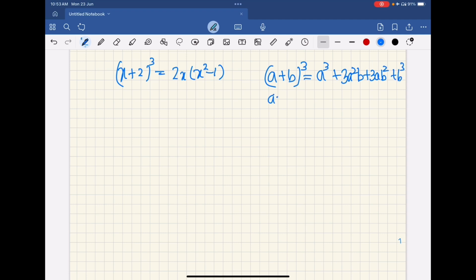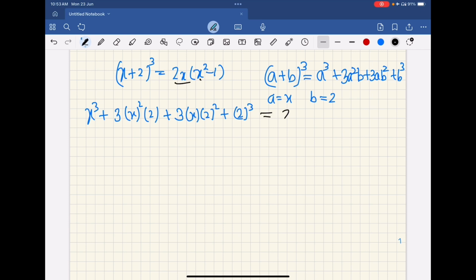Now what is our a here? A is x. What is our b here? 2. So let us solve this. a cube means x cube, plus 3 times a, which is x, squared, times 2, plus 3ab square, so 3 times x into b square, which is 2 square, plus b cube, which is 2 cube. So this is our left side. Now let us go to the right side. 2x into x square will give us 2x cube. 2x into minus 1 will give us minus 2x.